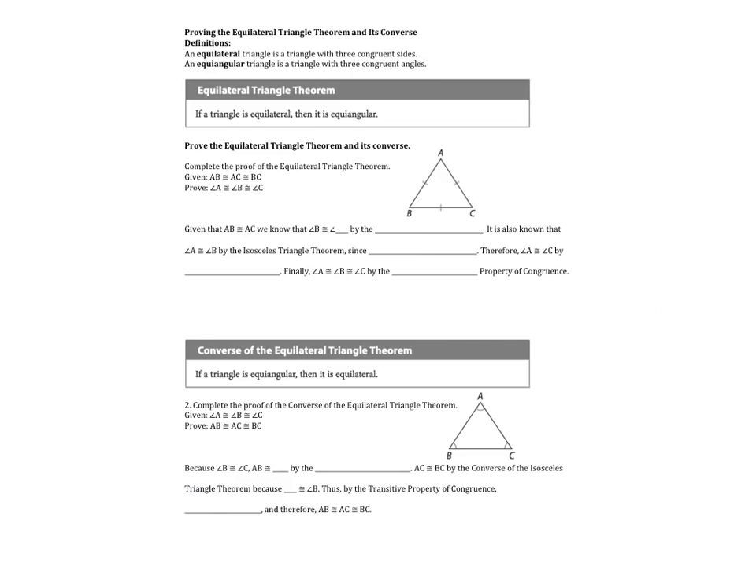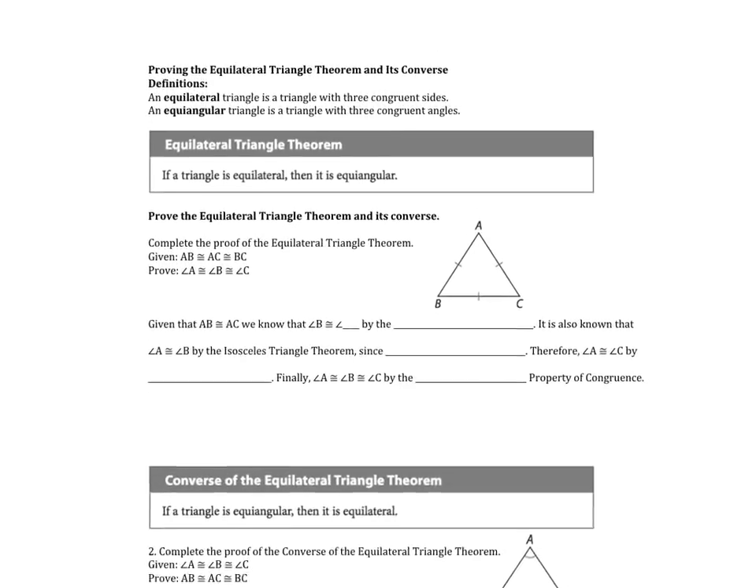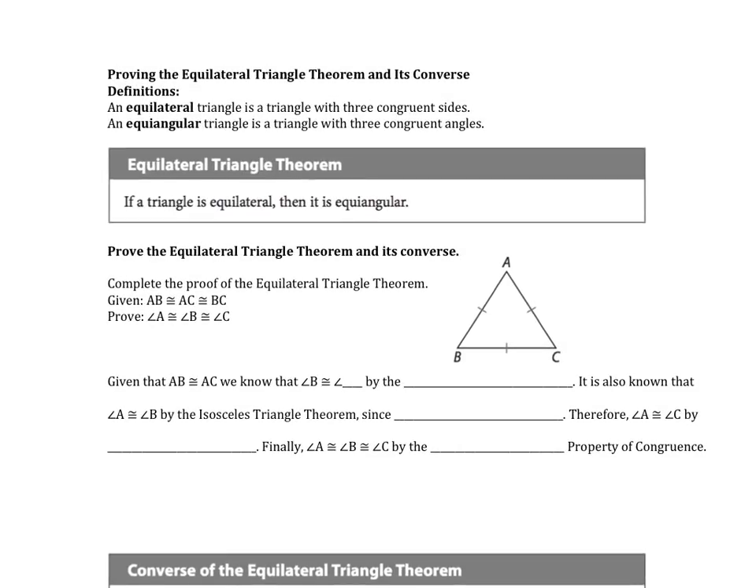All right, moving on. So now we've dealt with isosceles triangles, so let's deal with equilateral triangles. So an equilateral triangle is a triangle with 3 congruent sides. An equiangular triangle is a triangle with 3 congruent angles. So our equilateral triangle theorem states if a triangle is equilateral, then it is equiangular. So what we want to do is prove those.